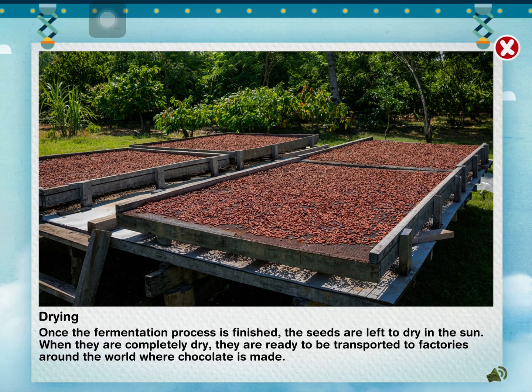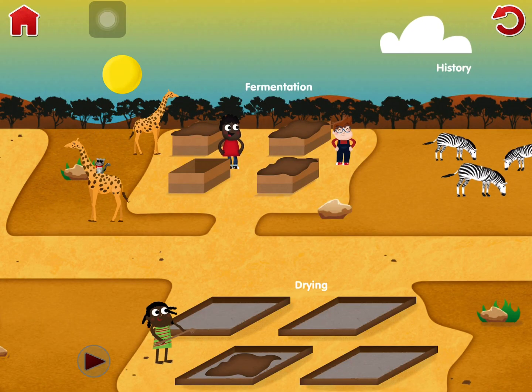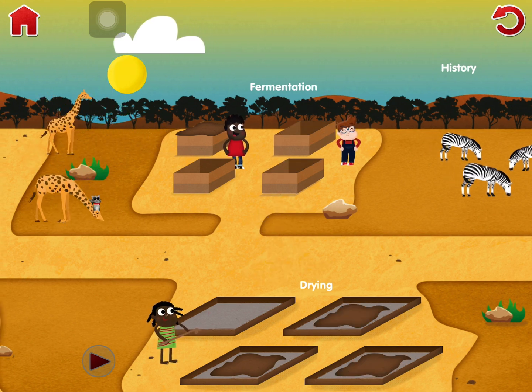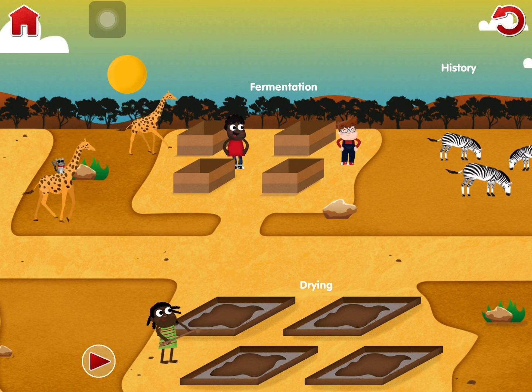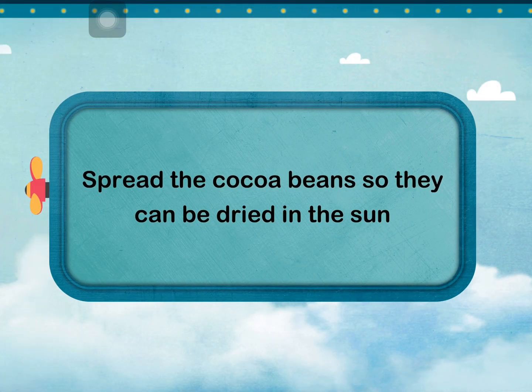Once the fermentation process is finished, the seeds are left to dry in the sun. When they're completely dry, they're ready to be transported to factories around the world where chocolate is made. Spread the cocoa beans so they can be dried in the sun.